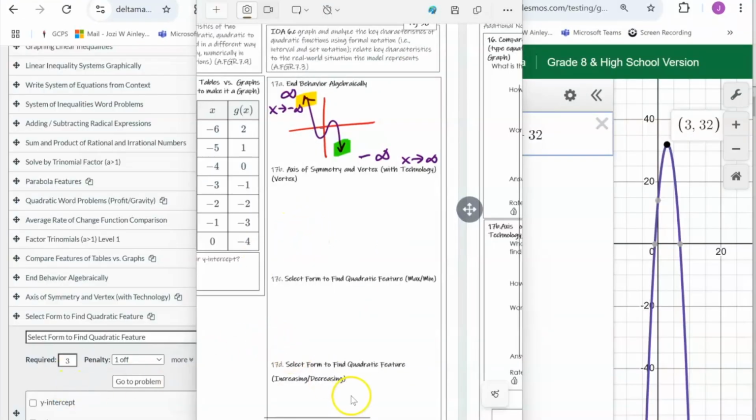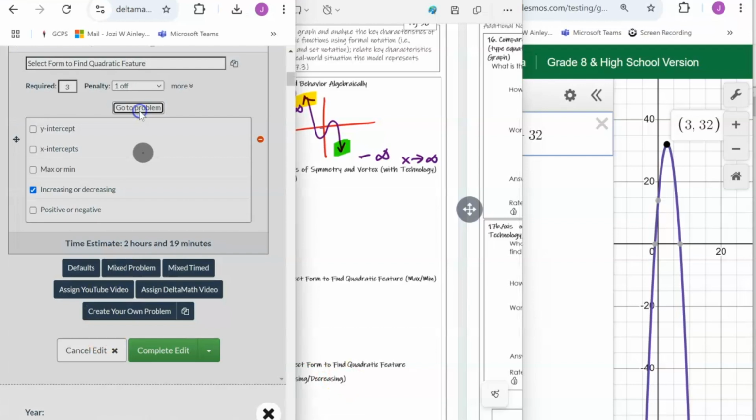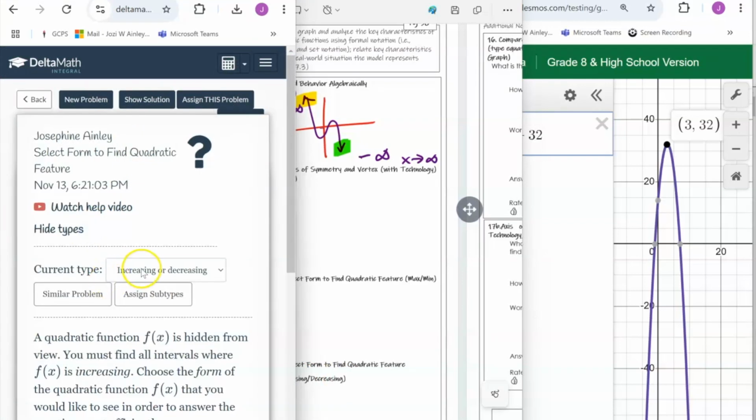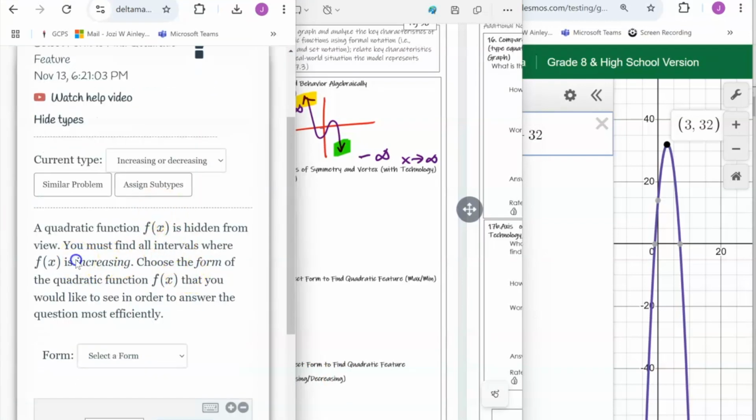All right, so last one we're going to take a look at is select form to find the quadratic feature. And technically, I'm looking at increasing and decreasing. So I'm just going to make sure that that's all I cover right now. So I'm going to go to my problem, increasing and decreasing. All right, so I'm going to do an increasing one and I'm going to do a decreasing one. So just hang tight until you get the one you need.